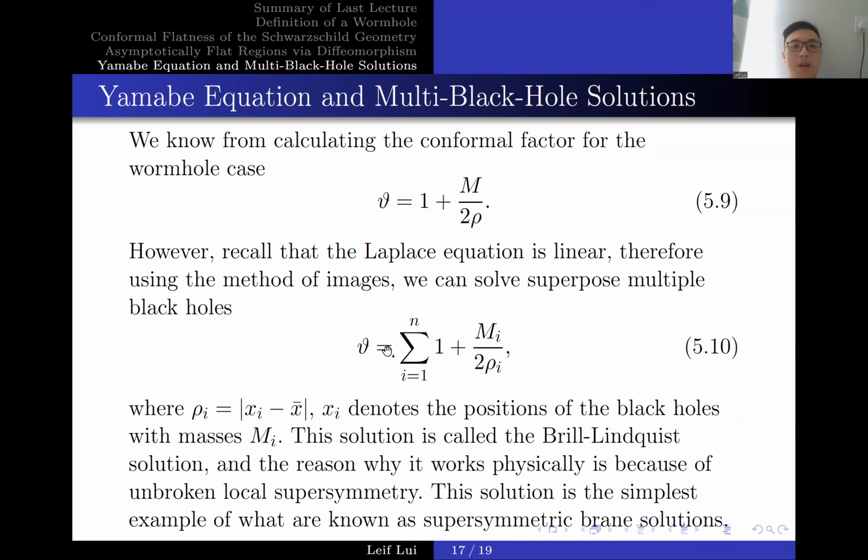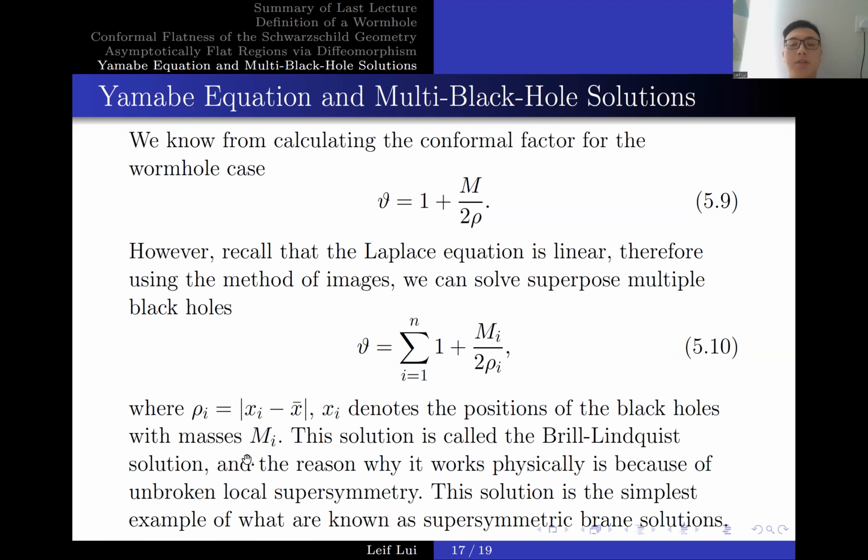And this is quite important because, for example, in the wormhole case, we calculated the conformal factor, and here theta is simply 1 plus m over 2 rho. But now recall that the Laplace equation is linear. This is quite a nice property because we can use the method of images to superpose multiple black holes over each other. So we can write theta as 1 plus the sum of m_i over 2 rho_i, where rho_i is equal to the magnitude of x minus x_i, where x_i denotes the position of the black hole with mass m_i. This solution is called the Brill-Lindquist solution.